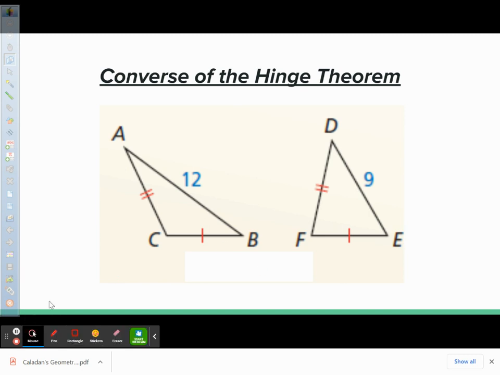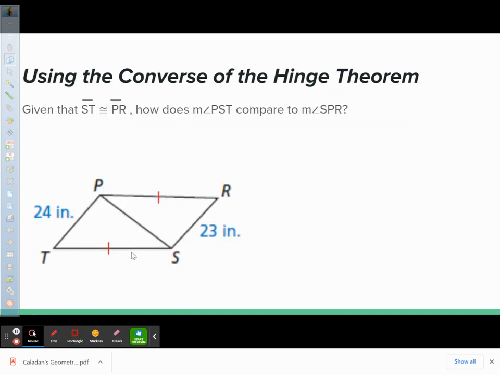All right, let me show you an example. It says, using the converse of the hinge theorem, given that ST is congruent to PR, how does the measure of angle PST compare to the measure of angle SPR? Okay, so these two sides are already marked congruent, and I know PS is congruent to itself. So those are the two sides. So I've got to see if they want me to compare the included angles.